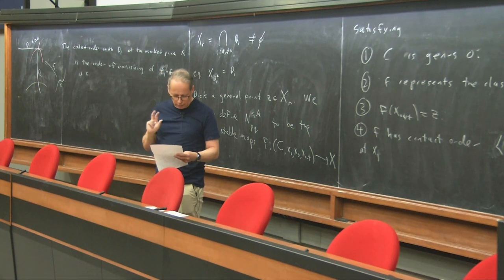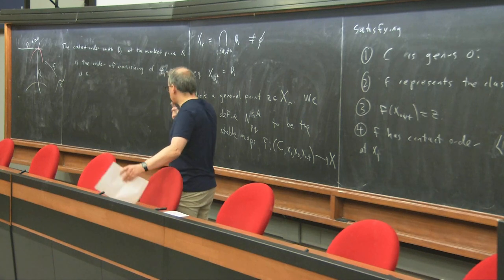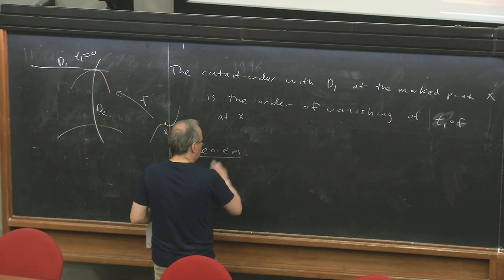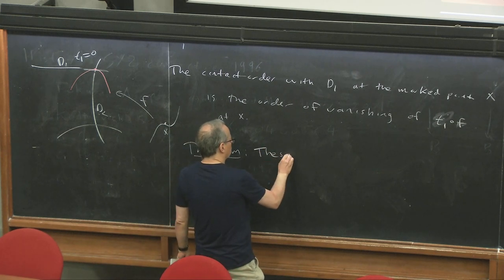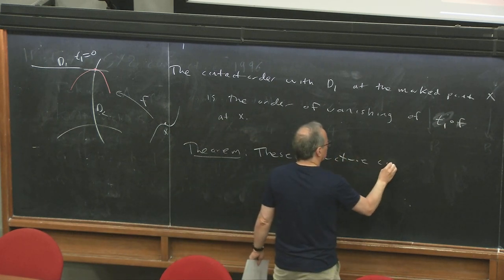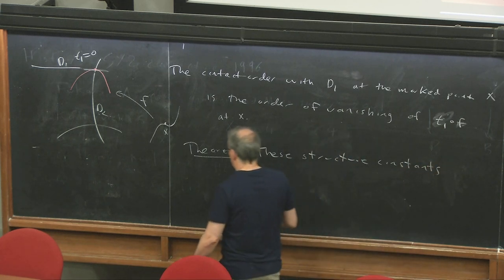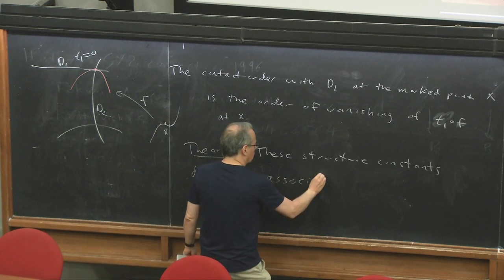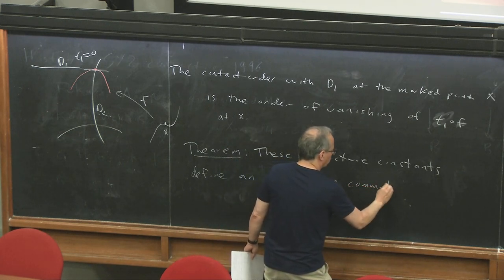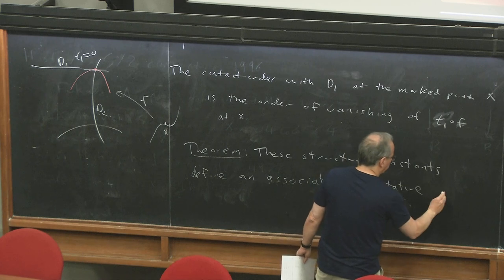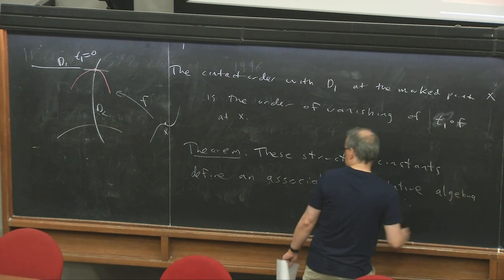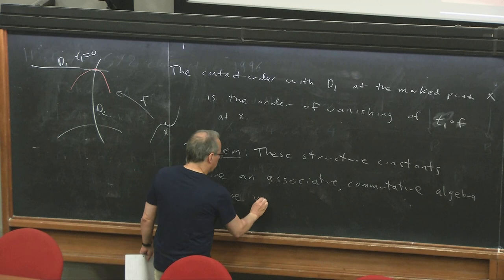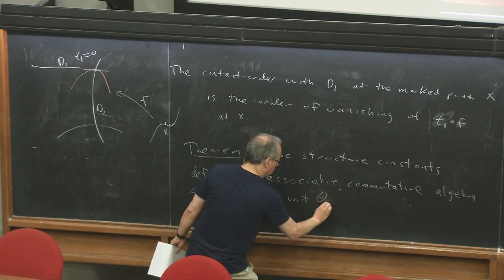Okay, so I'll try to give a little hint as to what this means by way of example. But let me state a theorem. The theorem is that these structure constants define an associative, commutative algebra structure with unit being theta zero.